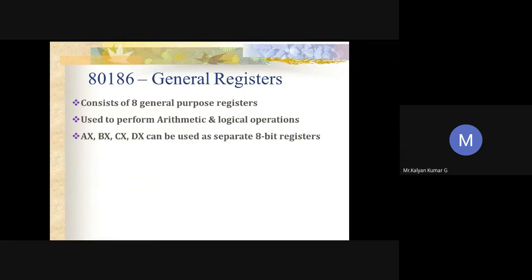As I said, the 80186 processor consists of 8 general purpose registers. You can use all these registers to perform arithmetic or logical operations. Out of these 8 general purpose registers, 4 of them, AX, BX, CX, DX, you can use as 16-bit registers, or you can split them into pairs and use them as separate 8-bit registers also. Same functioning as the 8086, so nothing much to say.